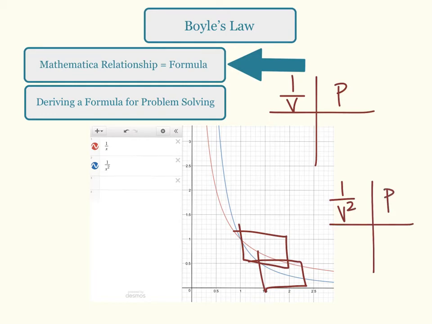If either one of our two plots is linear, that would mean that their corresponding equation, well, for our first one, that would look like P is equal to some kind of constant over 1 over V. And for our second one, that would look like P is equal to some kind of constant over V squared. And if our graph is linear, that corresponding equation would be the equation that matches our data.